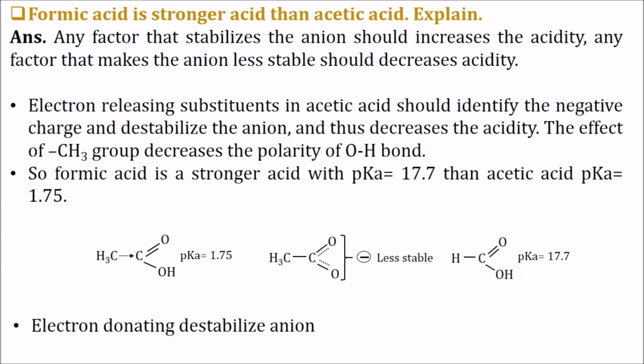So formic acid is a stronger acid, with a dissociation constant value of 17.7, than acetic acid, which has a dissociation constant of 1.75. Due to the presence of an electron releasing group, acetic acid is not as strong as formic acid, because the electron donating substituent destabilizes the generated anion.